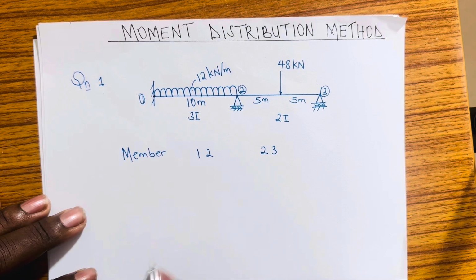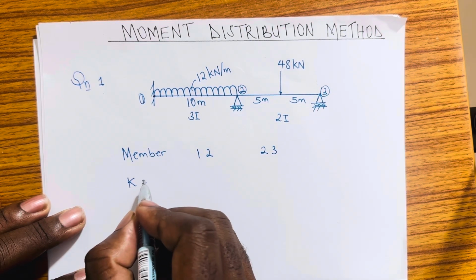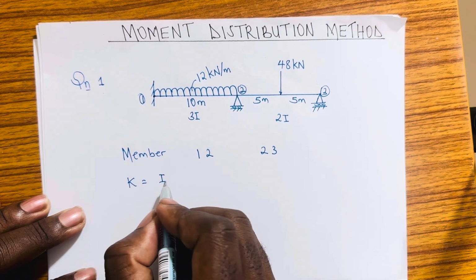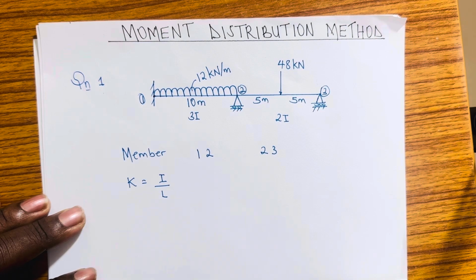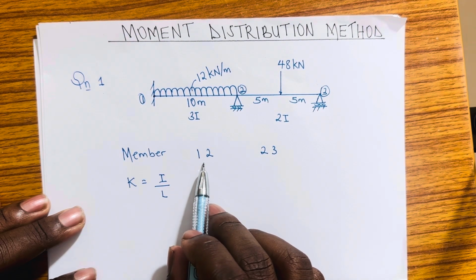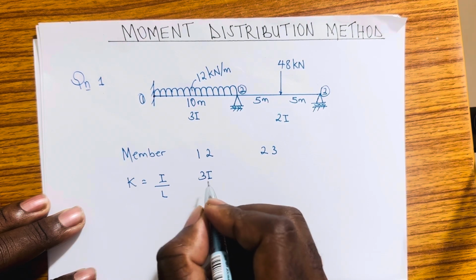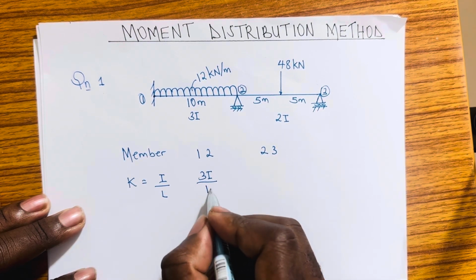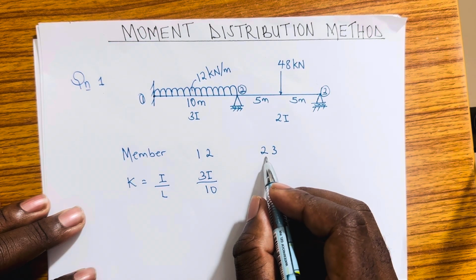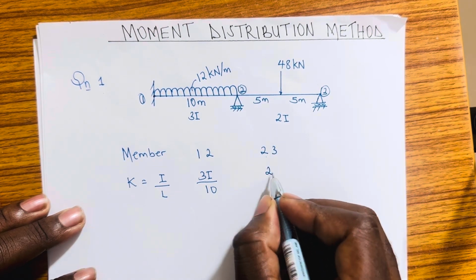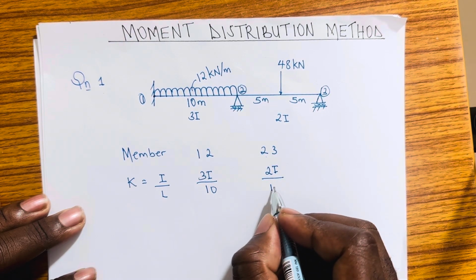Then what else do I need to find the stiffness? I have K. Stiffness is given by moment of inertia I out of the length L. So what is the moment of inertia for member 1, 2? That is 3I. Divide by what is the length? It is 10. Then what is the moment of inertia for member 2, 3? It is given to be 2I. Then what is the length? It is also 10, 5 plus 5.